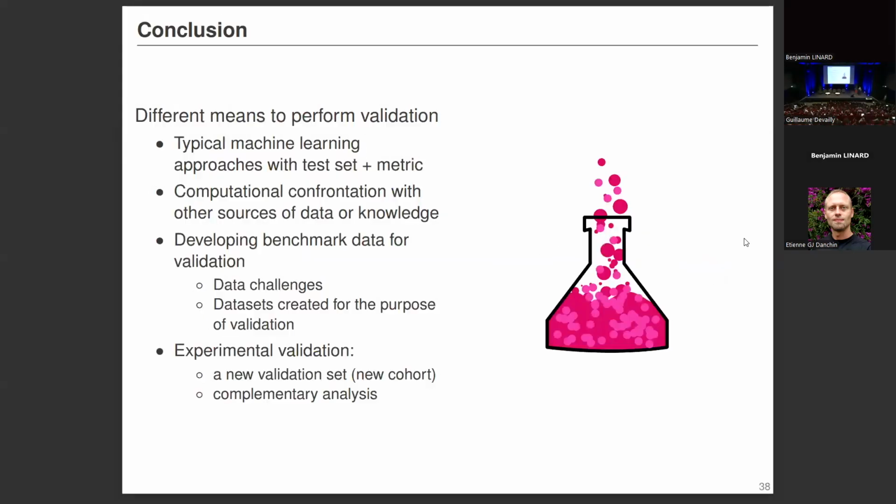And then, of course, typically we want to move on to experimental validation. We also have a couple of projects where the goal is really to develop biomarkers for specific diseases. And in this case, we always go to a new validation set. So typically a new cohort of patients, and often not from the same hospital as the initial study. Or, of course, any form of complementary analysis.